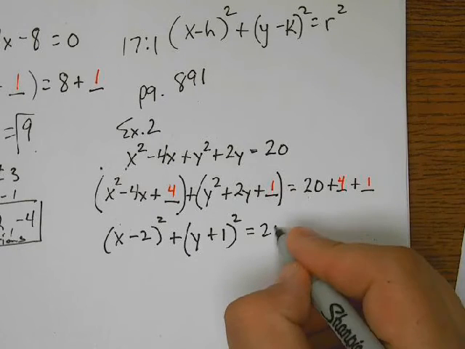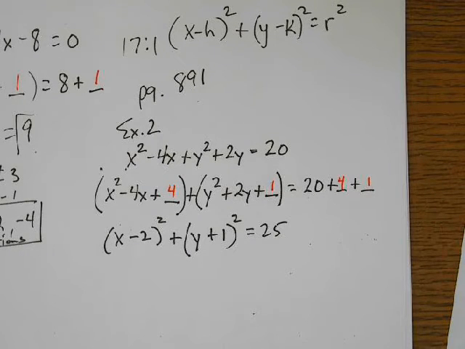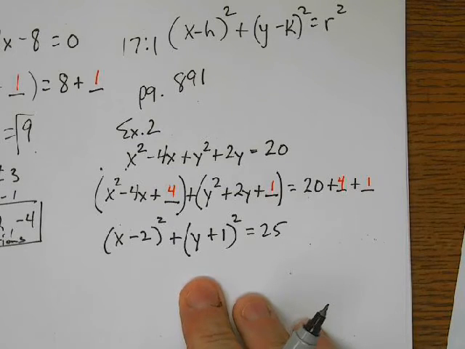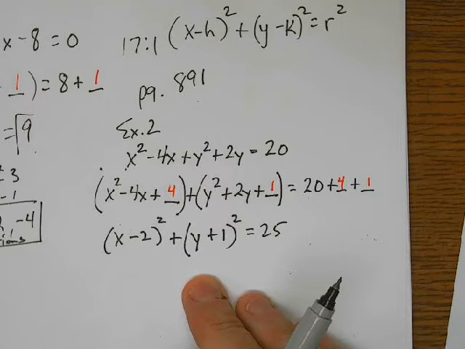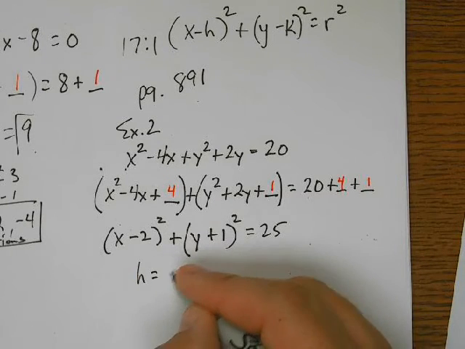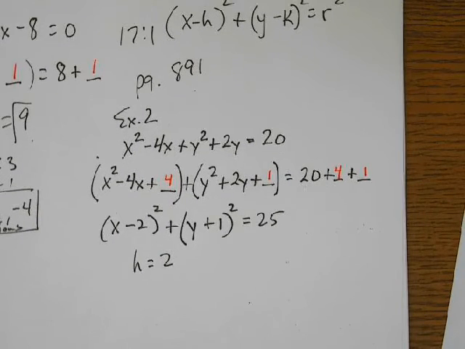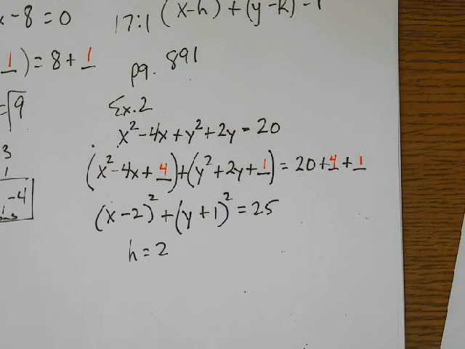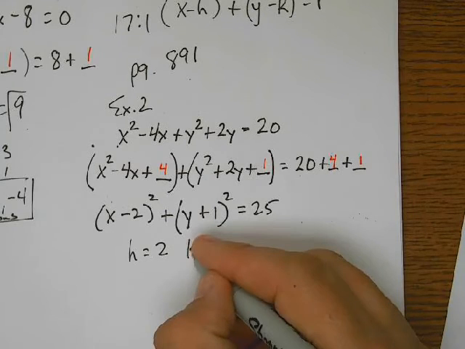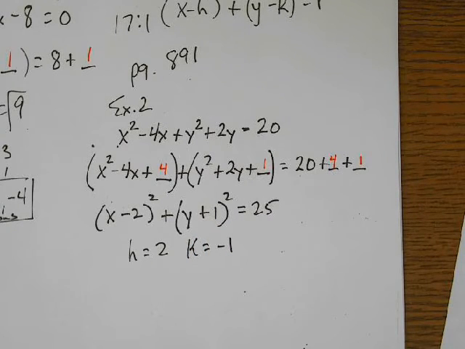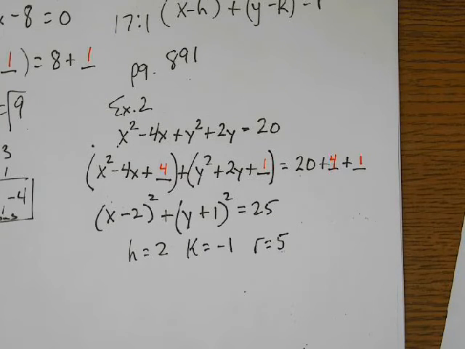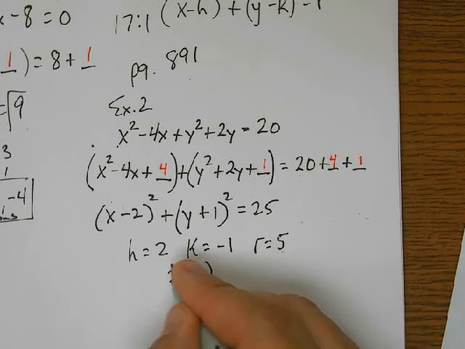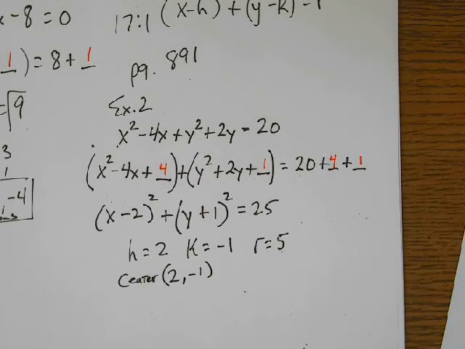That's equal to 25. Okay, now that should look like the equation of a circle, does it? Yes. What's my h value, Aurora? No. You got to be careful with that. H is equal to 2. It's the opposite. It's counterintuitive. It's the opposite sign than what it looks like. Okay? And then K is -1. And my R is 5. So my center will be 2, -1. And my radius is 5.